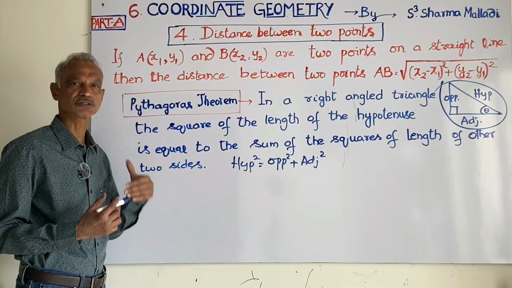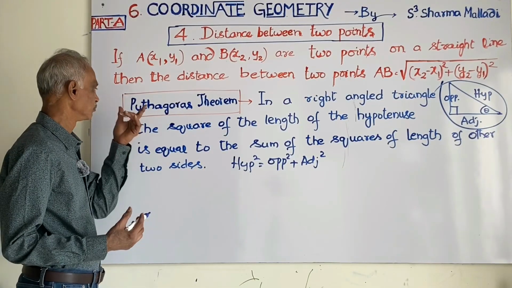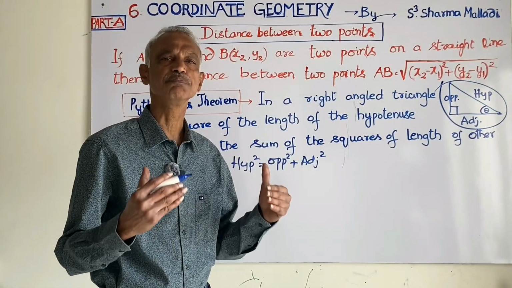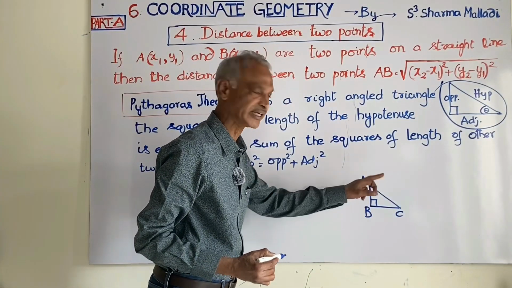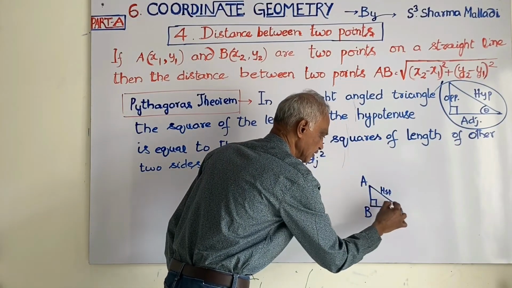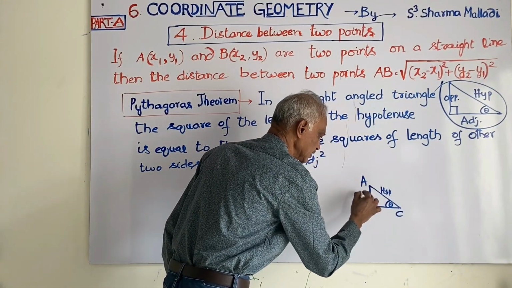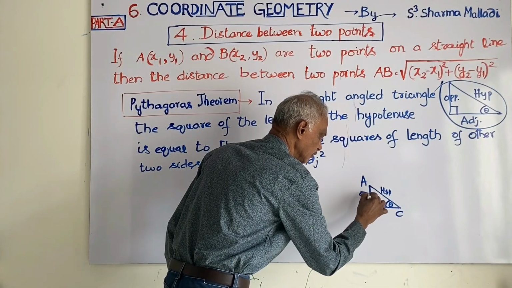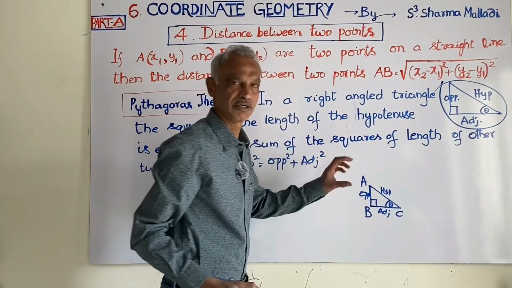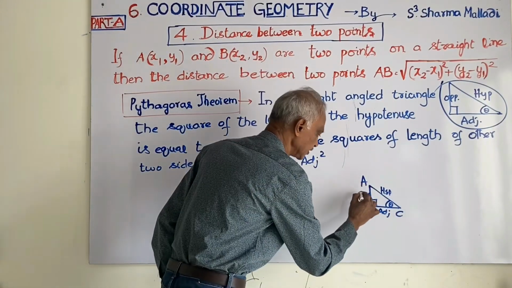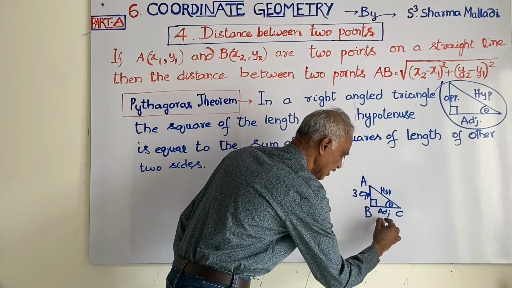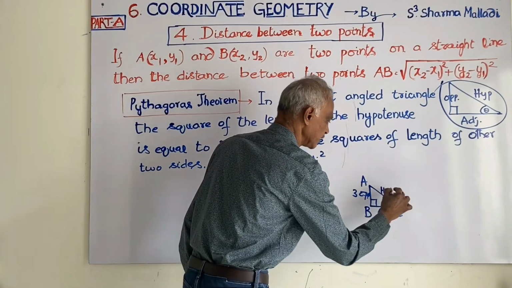Pythagoras theorem is also called Baudhayana theorem. To prove it, we have many methods. I will tell you a simple method. Opposite to 90 degrees is the hypotenuse, and this angle is theta, with the opposite side and the adjacent side. You take this as 3 centimeters, and this as 4 centimeters, and the hypotenuse.